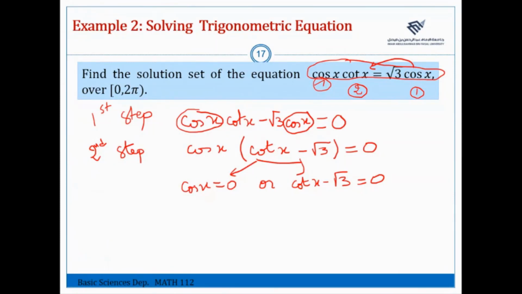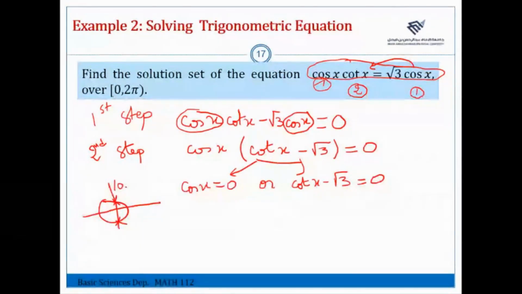Why did we do this? We have only one trigonometric function degree 1, and this is only one trigonometric function degree 1. Okay? We are back to the basic case. So the question, when cosine x equals 0, we draw our unit circle. Cosine equals 0 where? Here and here.